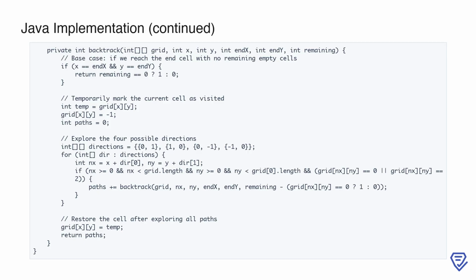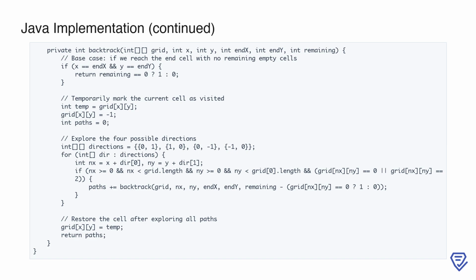The backtrack method is where we perform the recursive depth-first search to explore all possible paths. First, we check if the current cell is the endpoint and whether we've visited all required empty cells. If both conditions are met, we return 1 to indicate a valid path. Otherwise, we mark the current cell as visited by temporarily setting its value to -1.